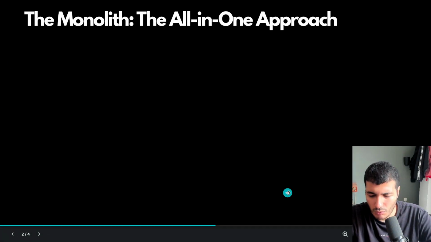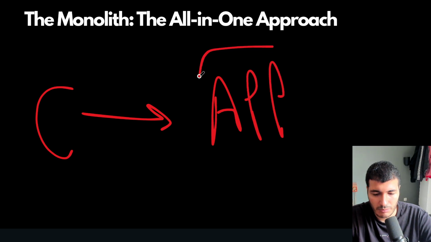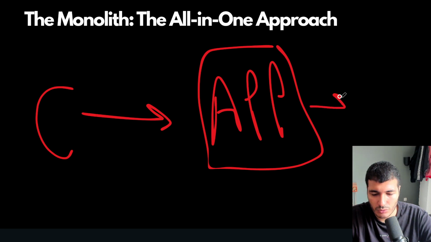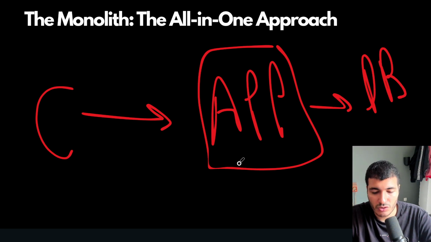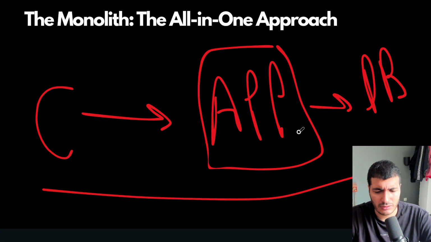Okay, how does it look? It's pretty simple. We have the client, and we have our app that holds everything. Maybe it can also be connected with a DB. For some architectures, the app also contains the DB within itself, but this is rare. Most of the cases, it will be something like that: a client, an app, DB. That's it. What are the pros of this one?